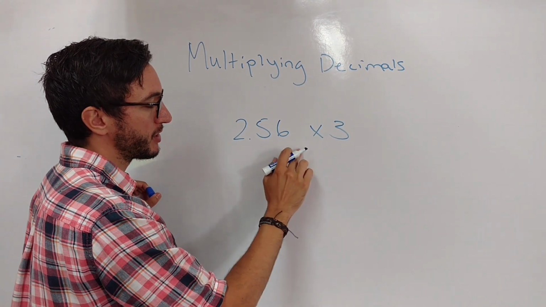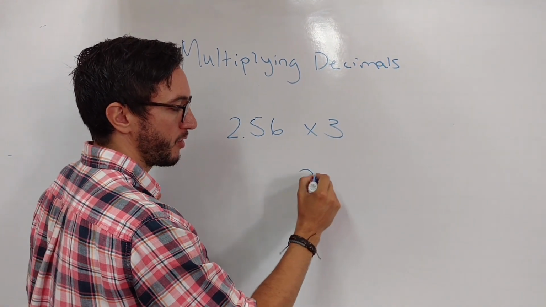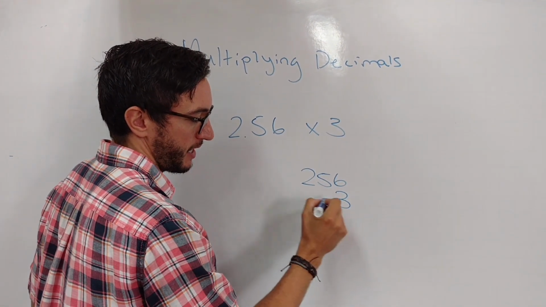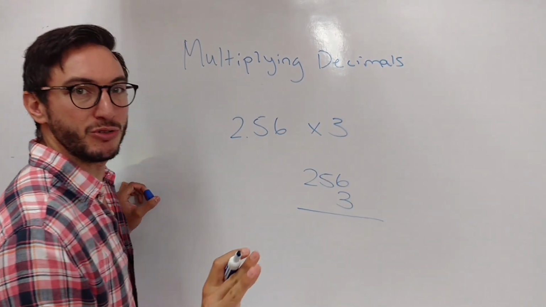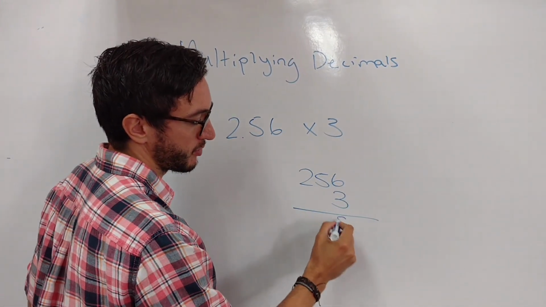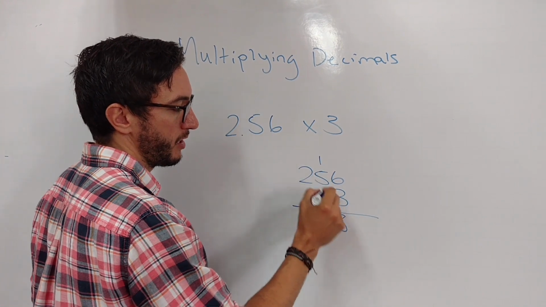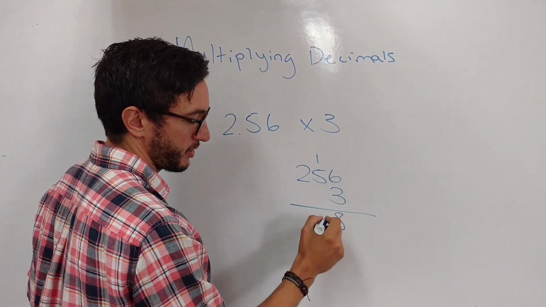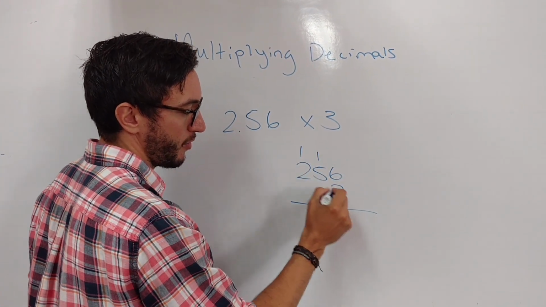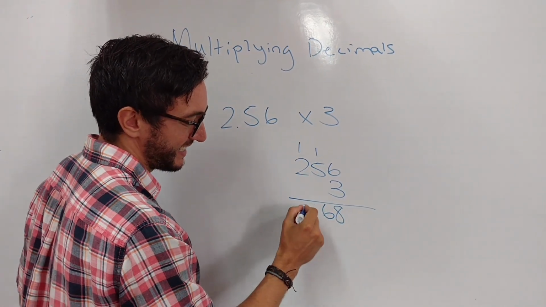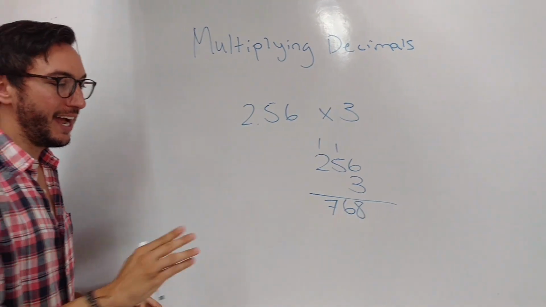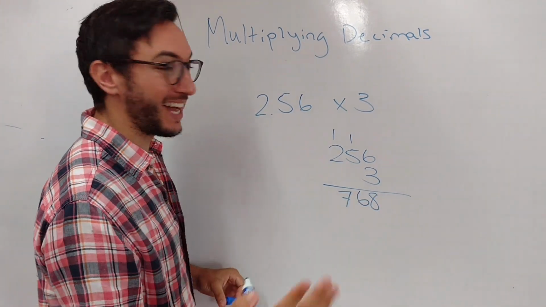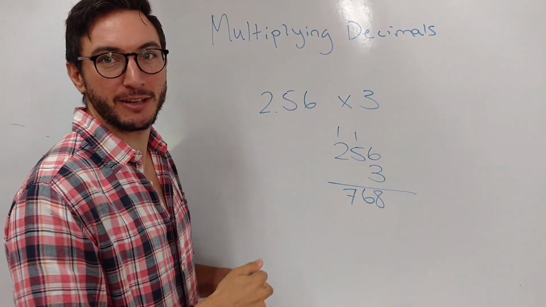So the big number is always going to go on top. So 256 times 3. I'm going to just do normal multiplication. 6 times 3 is 18, carry the 1. 3 times 5, 15, plus 1, 16, carry the 1. 2 times 3 is 6, and it's 7. Now, 768 is not the answer to 2.56 times 3.